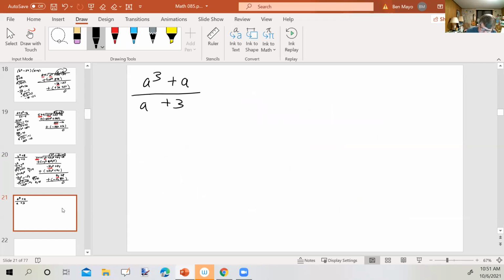So on the outside, the divisor is a plus 3. On the inside, I've got a cubed plus 0a squared plus a, and then plus 0 as our constant. I may or may not need that 0 for the constant term, but I'm going to put it there. We'll see what happens.